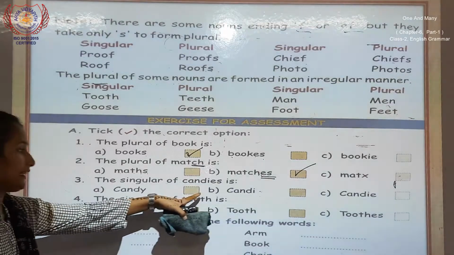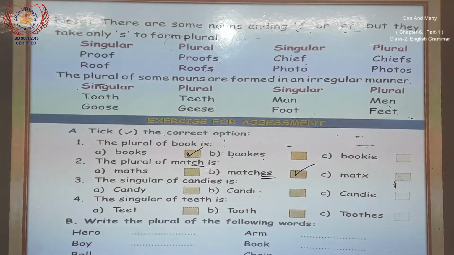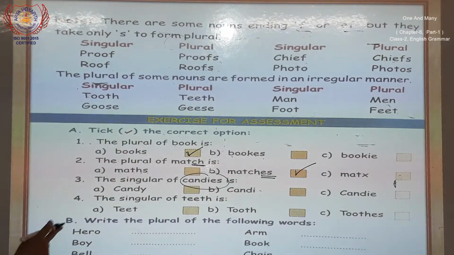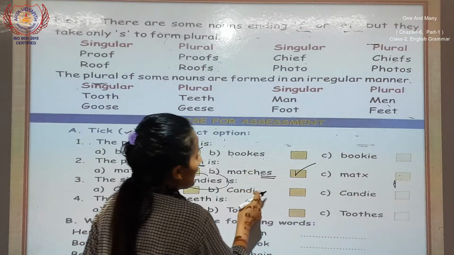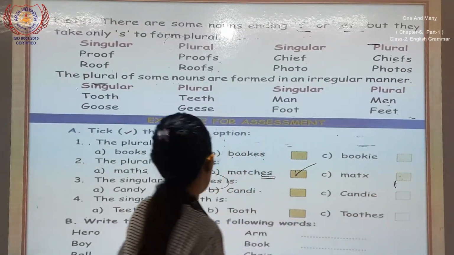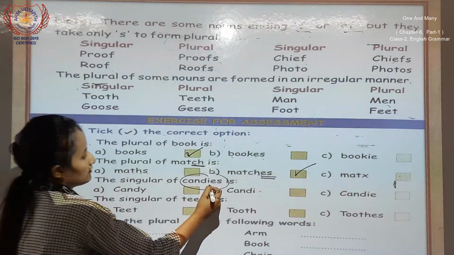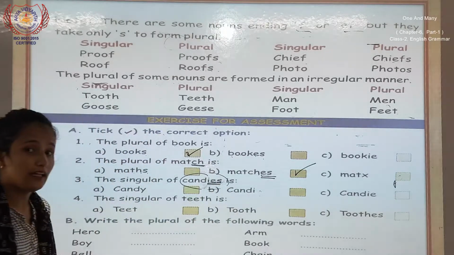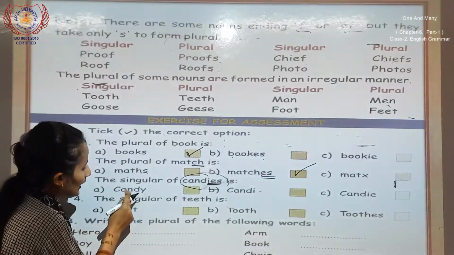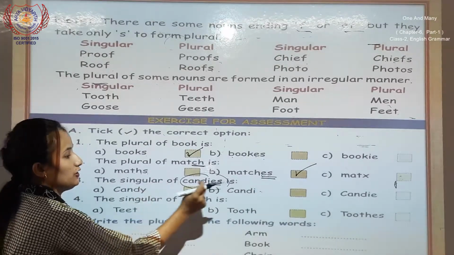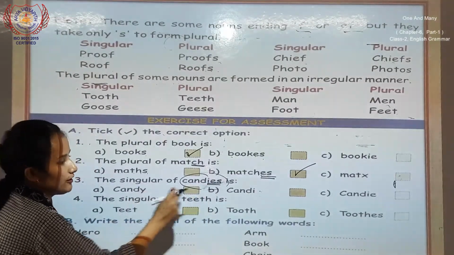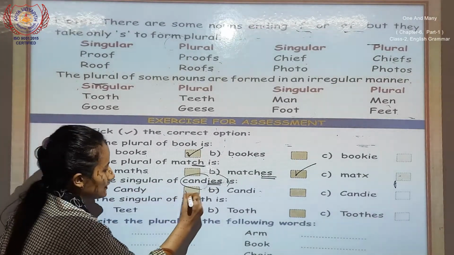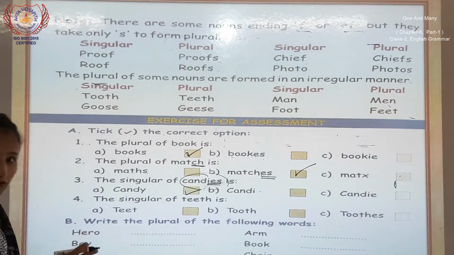The singular of candies. This is a plural word. We have to find the singular word. Okay, candy, candi, or candie? There is IES, right? So what will be the correct spelling? Candy. Because of Y, we are using IES. Y के बदले में हम लोग क्या यूज कर रहे हैं प्लूरल में? IES. So candy is a singular word. Like this you have to find, okay?